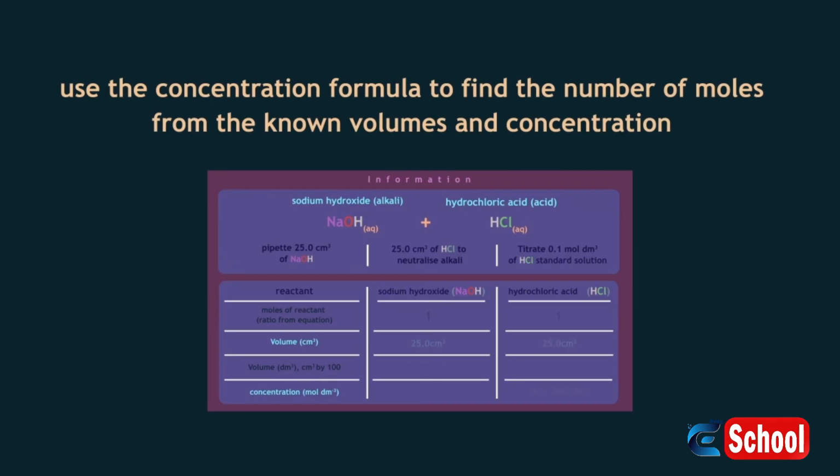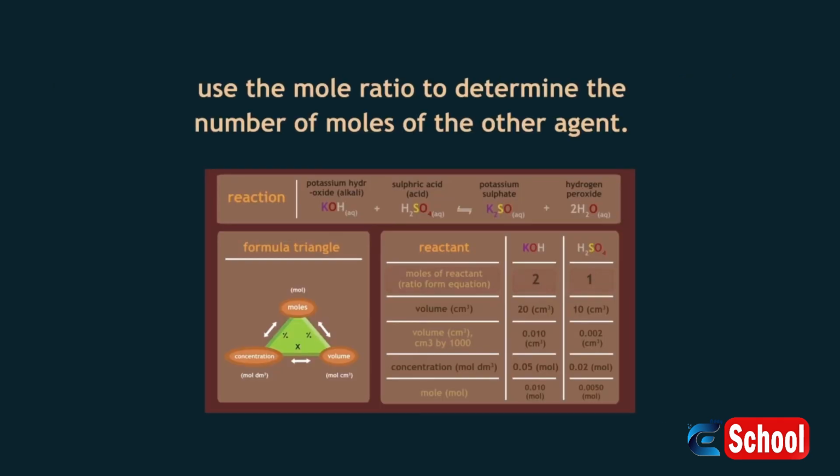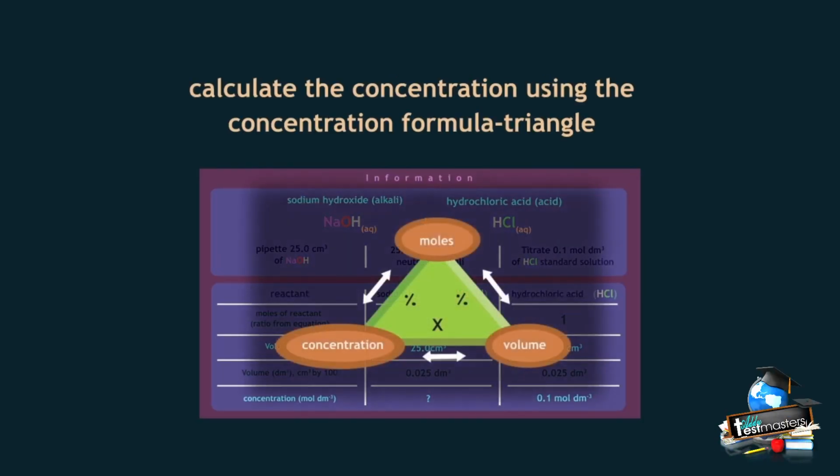4. Use the concentration formula to find the number of moles from a known volume and concentration. 5. Use the mole ratio to determine the number of moles of the other reagent. And 6. Calculate the concentration using the concentration formula triangle.